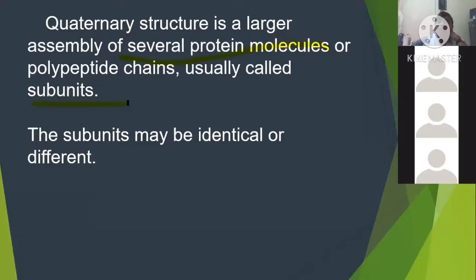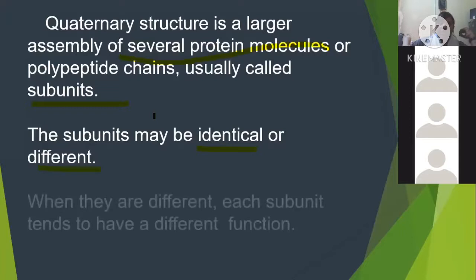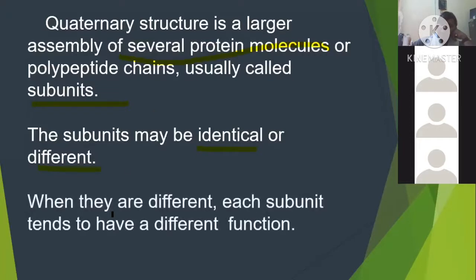Usually called subunits. As I was referring to all this time, those polypeptide chains present are referred to as the subunits. The subunits can be identical or they can be different. Just like in hemoglobin, there are two identical and the other two are different. It has two different chains, alpha and beta, two alpha and two beta, totally four subunits.